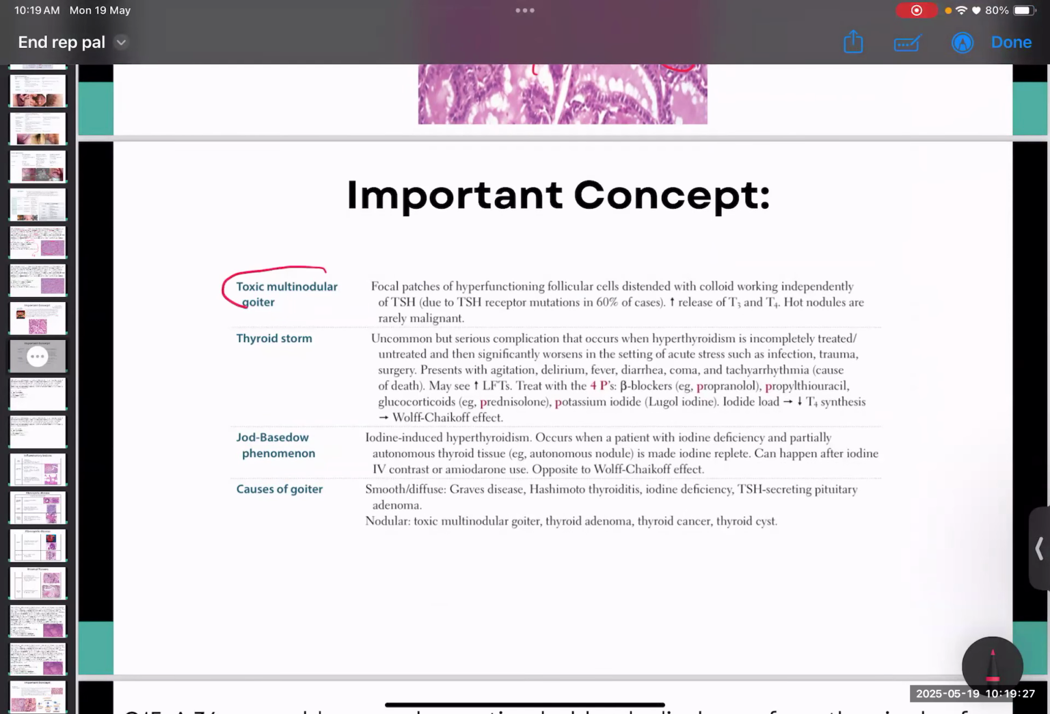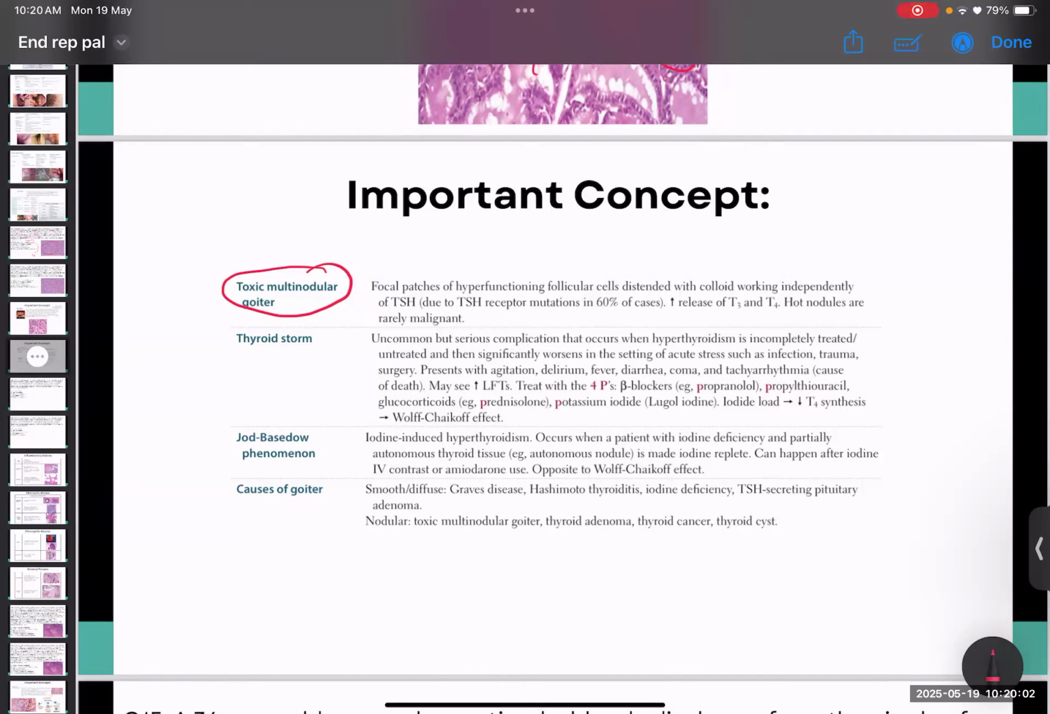There's toxic multinodular goiter, which is basically patches or foci of hyperfunctioning follicular cells. These are usually not responsive to TSH, in the sense that they don't work in response to TSH, but they do work autonomously, meaning that they just continuously secrete T3 and T4. It doesn't matter how TSH acts upon them because the receptor for that TSH is fried.